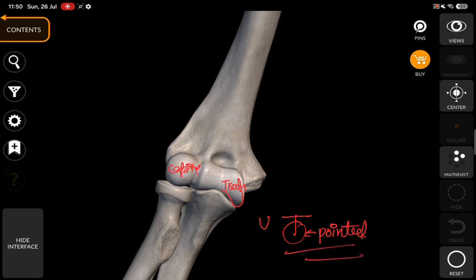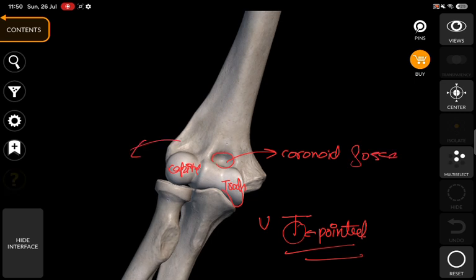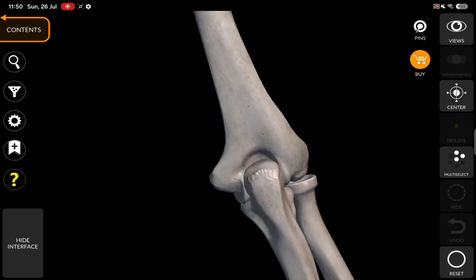You just have to remember these, which is really annoying. And then this is our coronoid fossa. And this part is the radial fossa, and behind it is our olecranon fossa, which accommodates the olecranon process of the ulna.